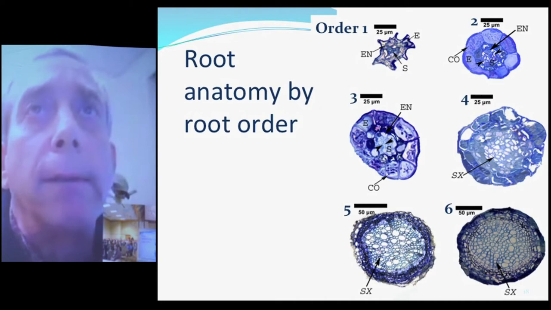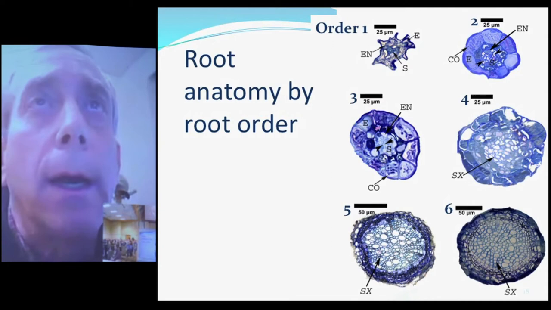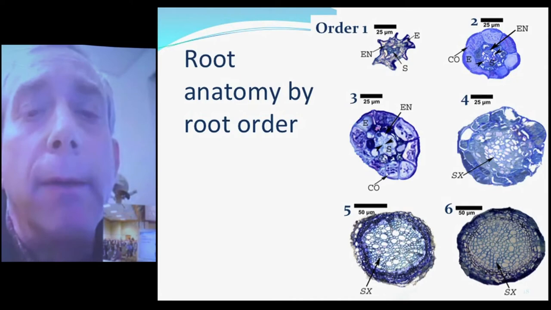The SX stands for secondary xylem. This is now a woody root. This has now woody vascular tissue. And the fifth and sixth are also woody vascular tissue. So you can have a root that's only about a tenth or 1.15 millimeters in diameter, and it can be woody. It can be a woody root, and that's what's happening in blueberry.